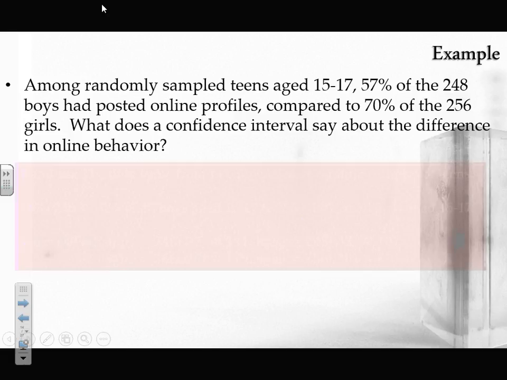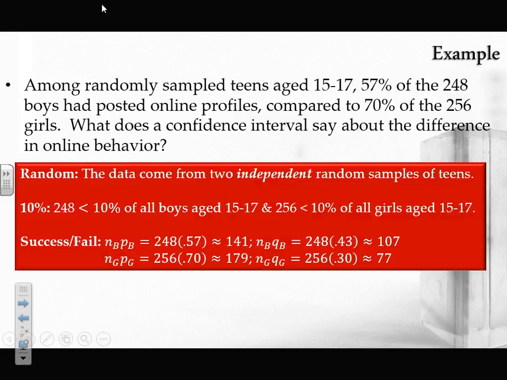So when we want to work our confidence interval, the first thing we have to do is check our conditions. So for our conditions, the data would come from a random sample, so it says randomly sampled teens. As far as boys and girls are concerned, as far as online profiles, would boys and girls have any sort of relationship? Would they be affected by what proportion does whatever? No. So they'd be two independent groups. Okay. For our 10% condition, again, we have to check both groups.